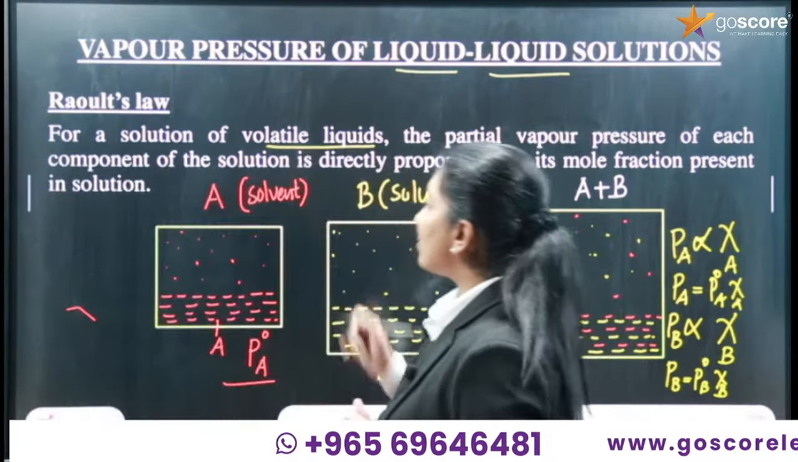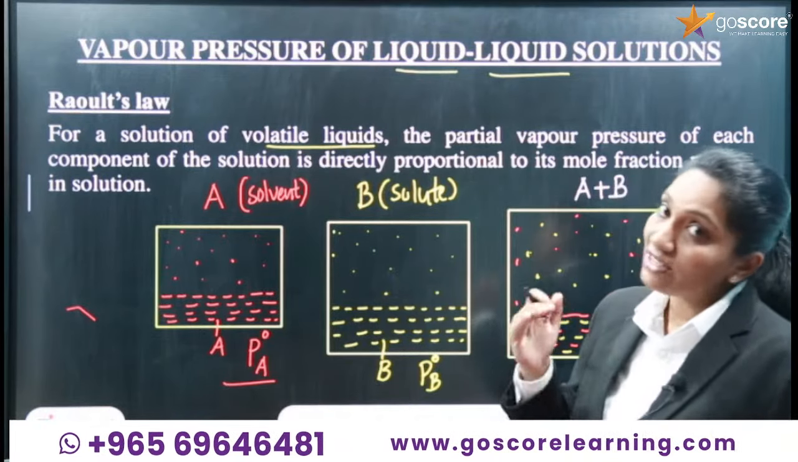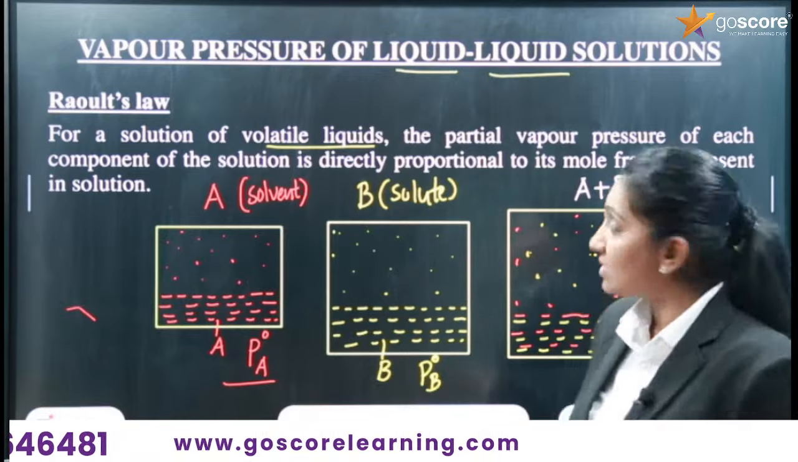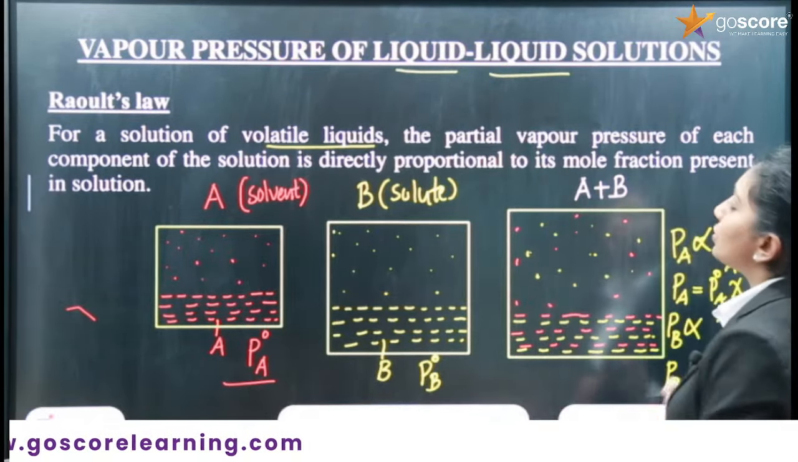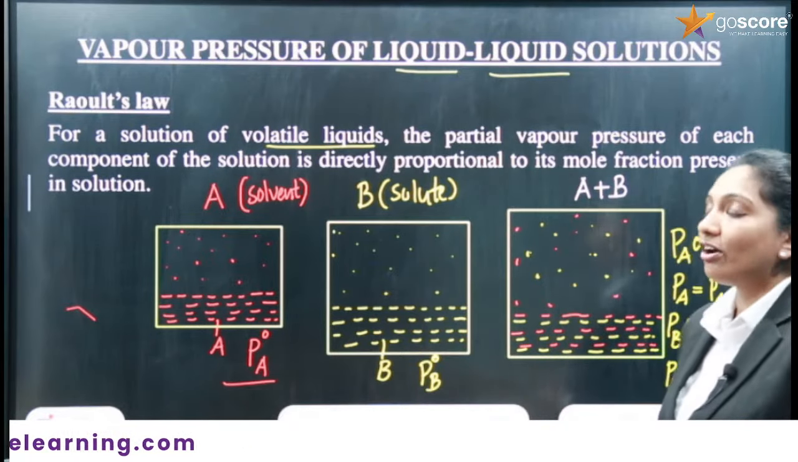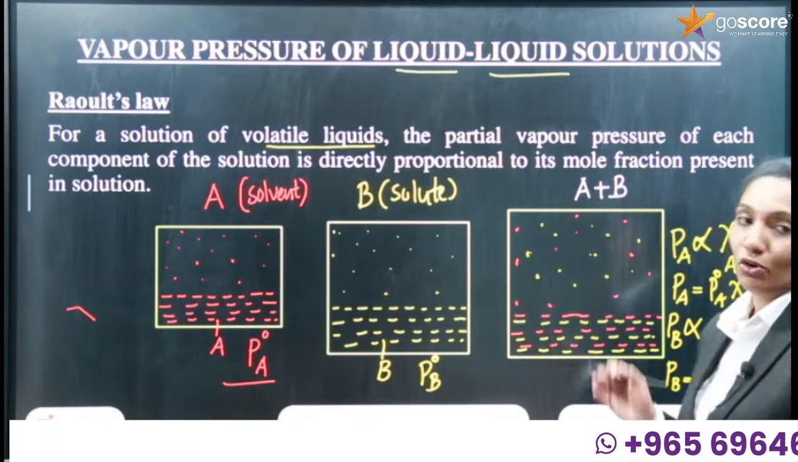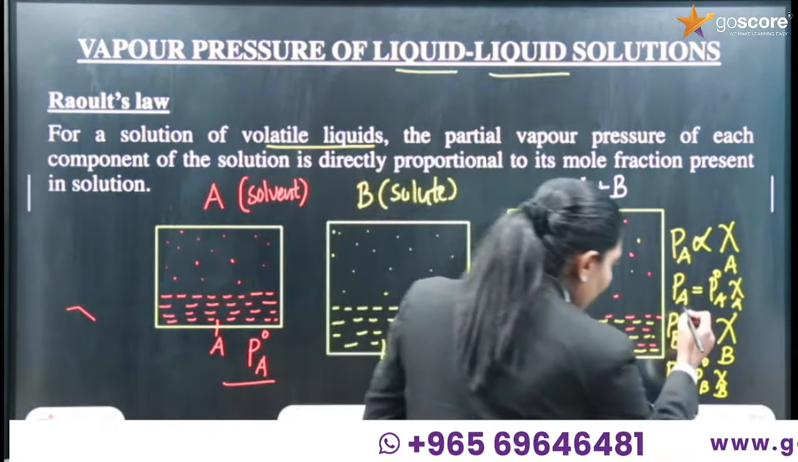So Raoult's law states that for a solution of volatile liquids, that means if the solute as well as the solvent are volatile liquids, the partial vapor pressure of each component of the solution is directly proportional to its mole fraction present in the solution. So I hope this is clear for you.